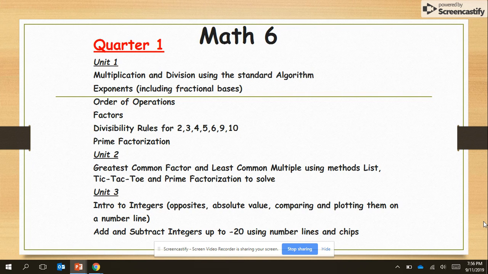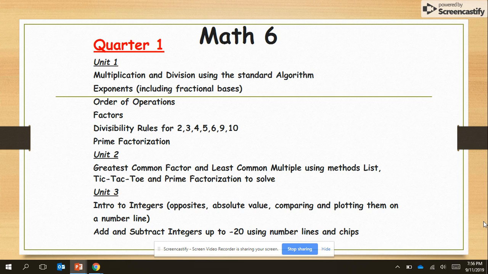So getting into the curriculum and the standards in Math 6, Q1, we talk about multiplication and division using the standard algorithm. We go into exponents, including fractional bases. So for example, 1/2 to the third power, 3/4 to the third power, stuff like that. We go into order of operations, factors, divisibility rules, and we're currently working on prime factorization.